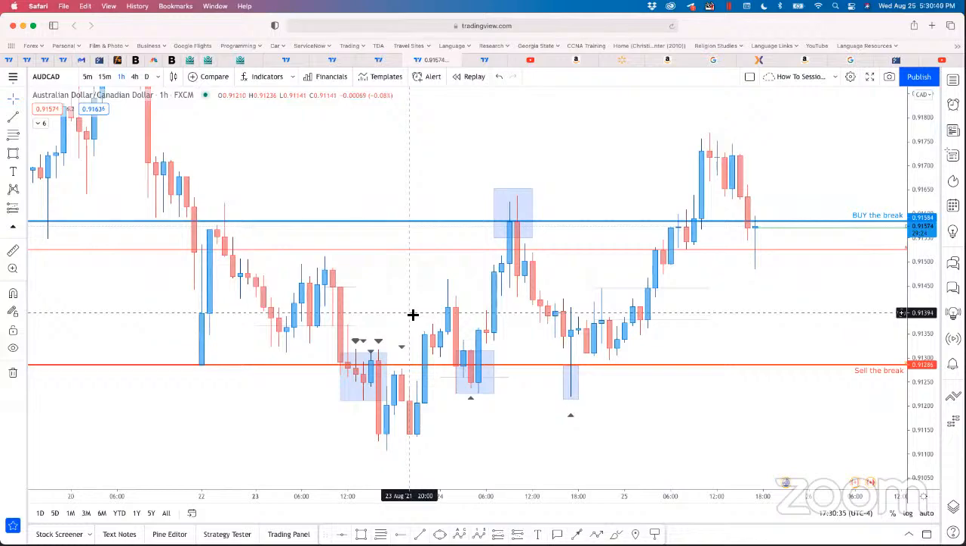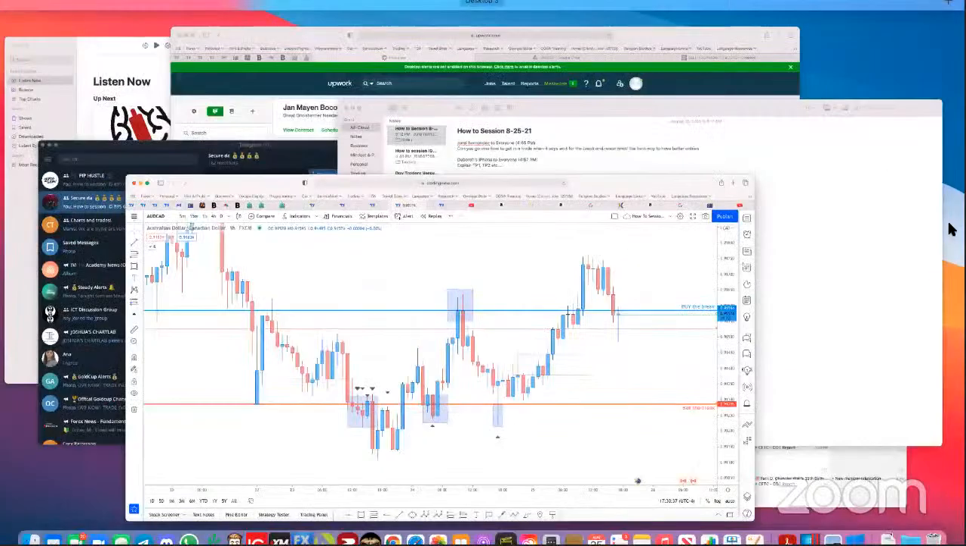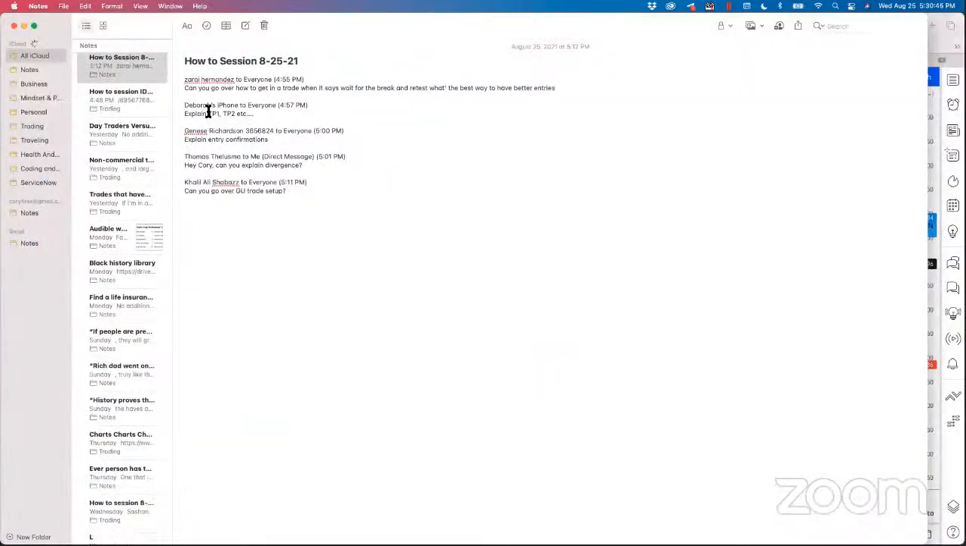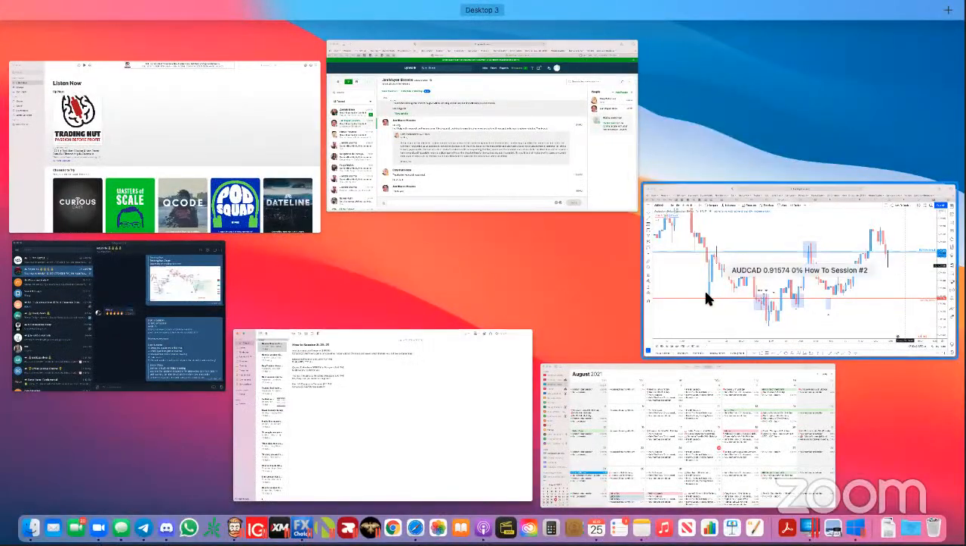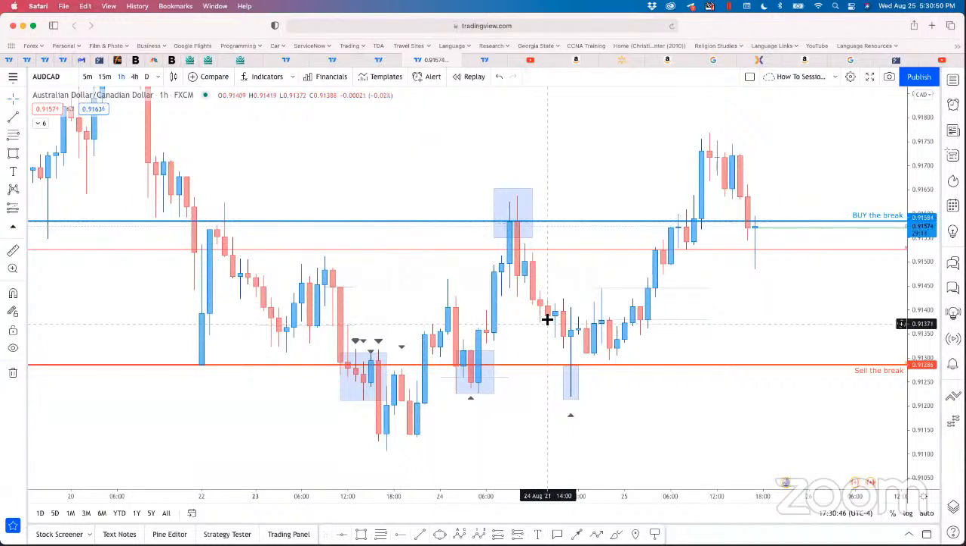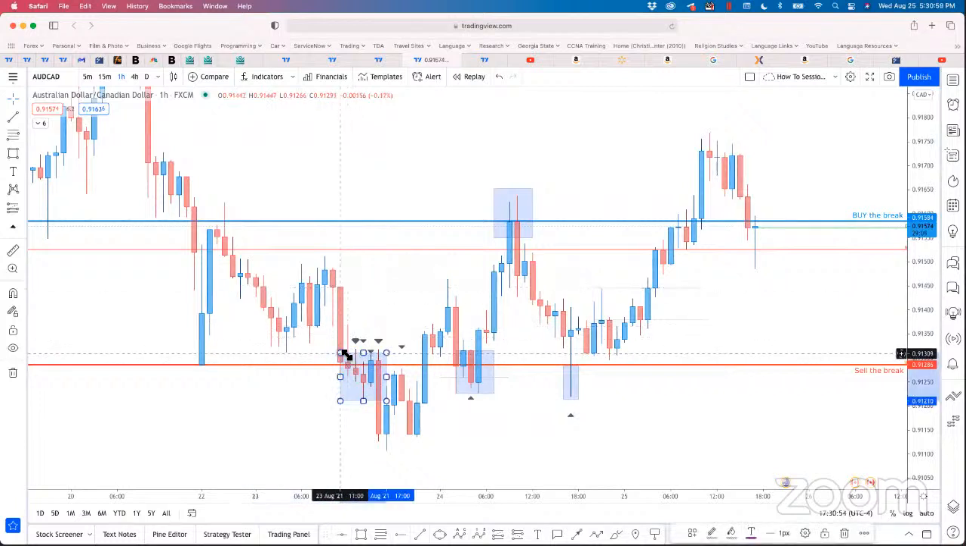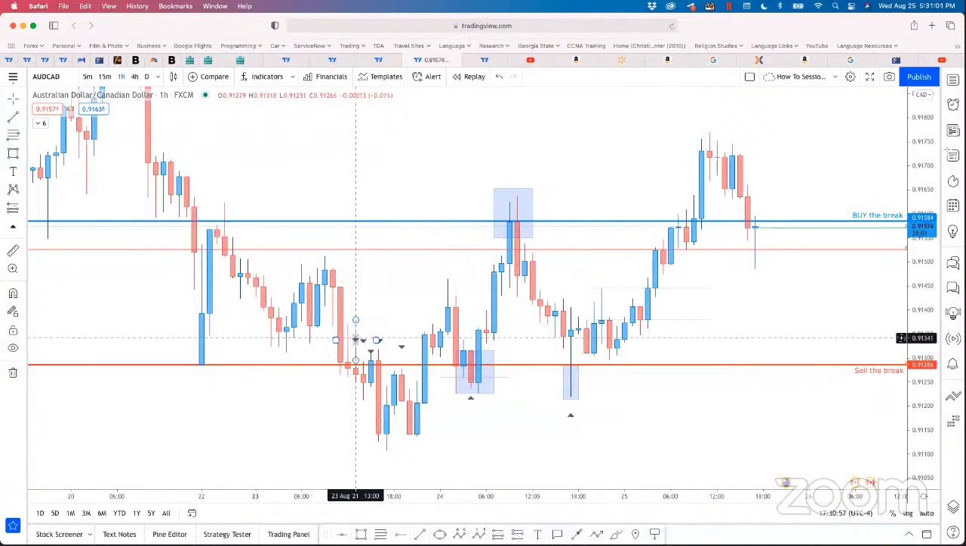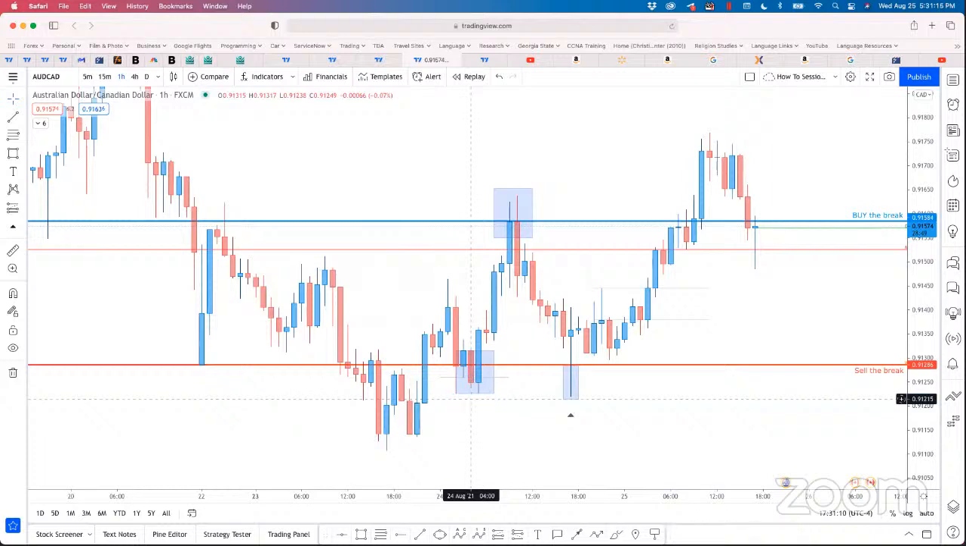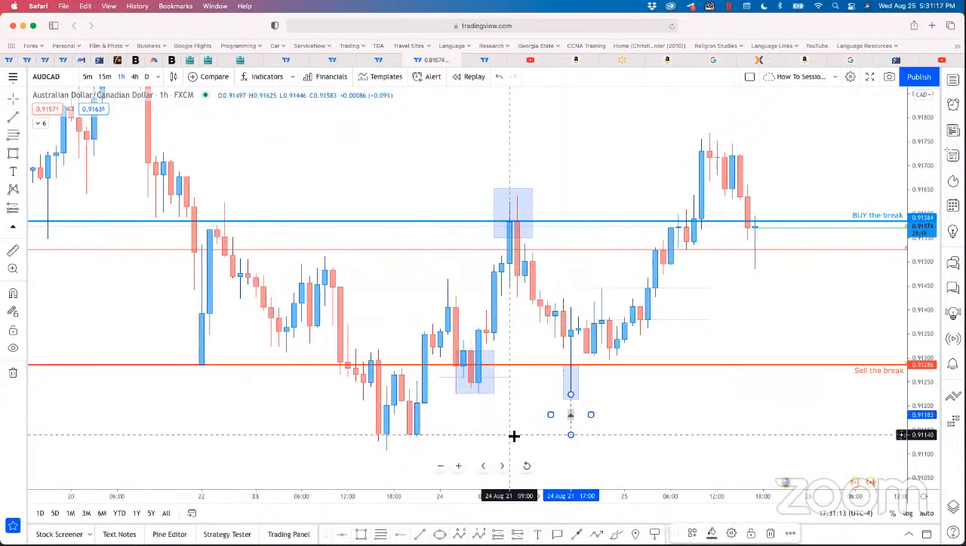And then, let's see. Deborah asked about explaining TP1, TP2. So those are going to be your targets. And the way you find your targets is, once you have your zones built up and you know where your zones are, you're going to use the chart to find your targets. So TP1 is take profit 1, take profit 2, and so on, right?